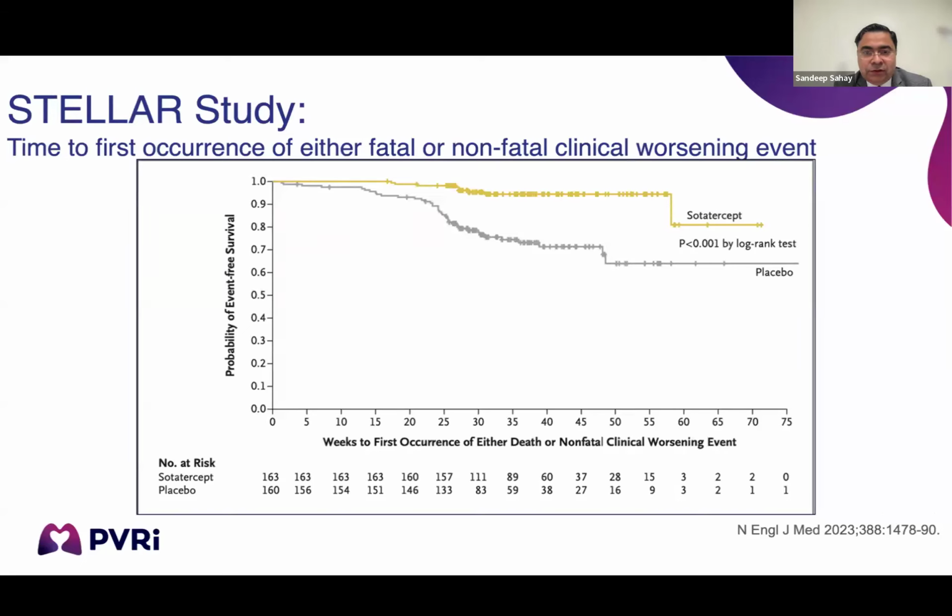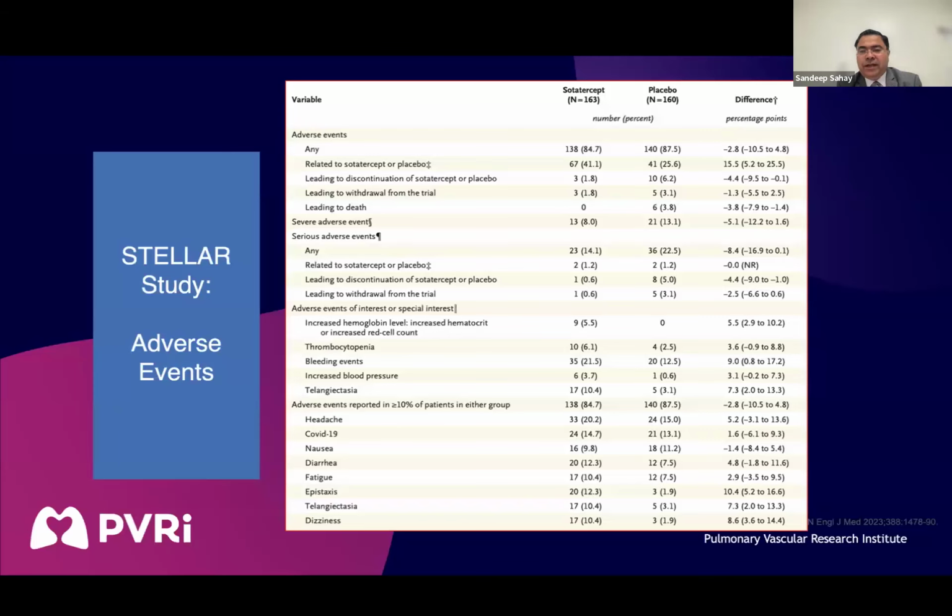So the drug actually showed a pretty all-round performance. It also improved the quality of life questionnaire, and there were a bunch of other secondary endpoints apart from the hemodynamics. The echo parameters and everything also improved in patients who were on Sotatercept.